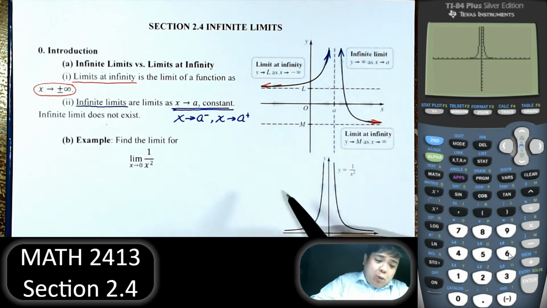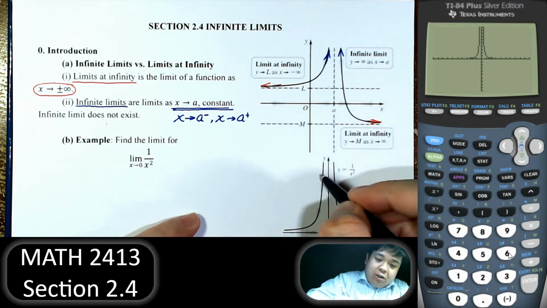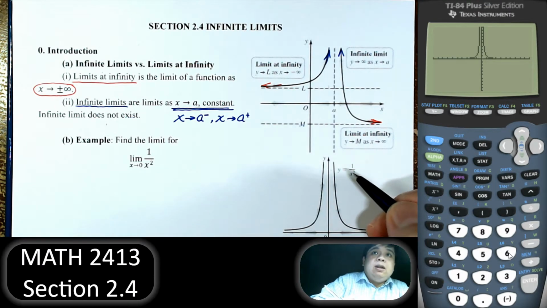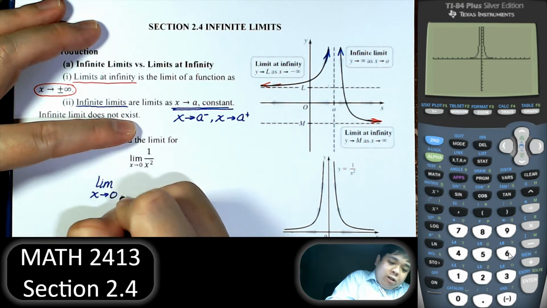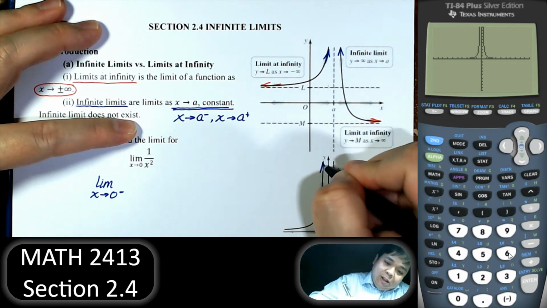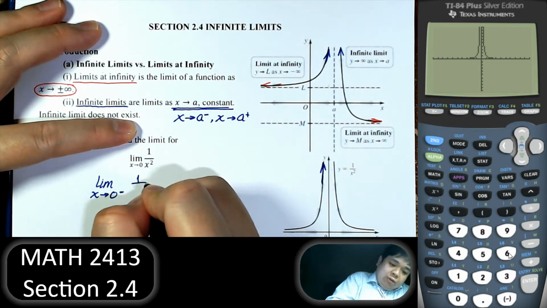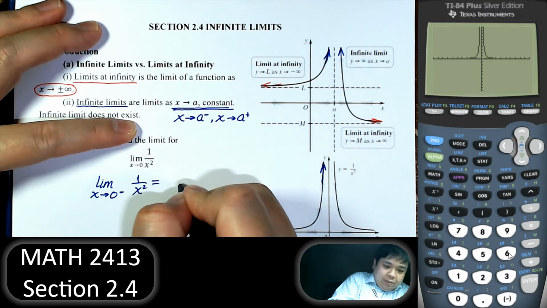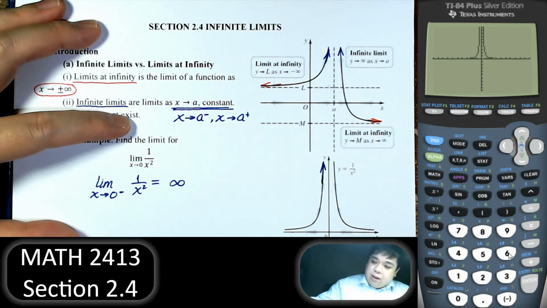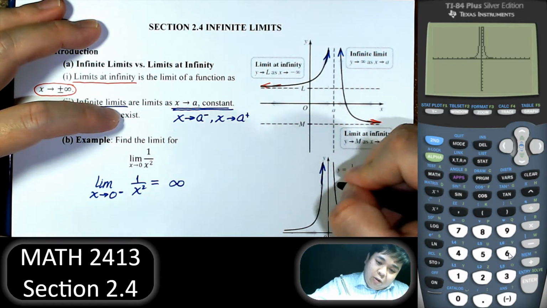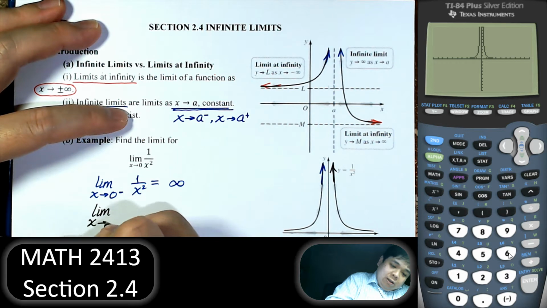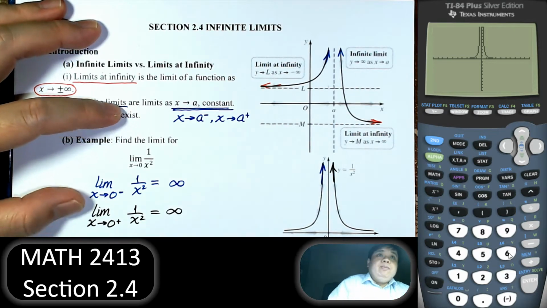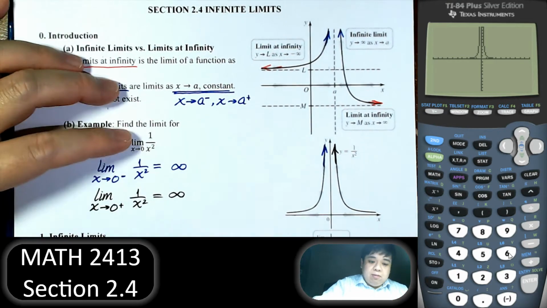But either way, we see that when x gets closer and closer to 0, it goes to infinity. If we want to be more precise, when x goes to 0 from the left hand side, it goes to infinity. And when it goes from the right hand side, it is also infinity. Since the left hand side and right hand side values are the same.